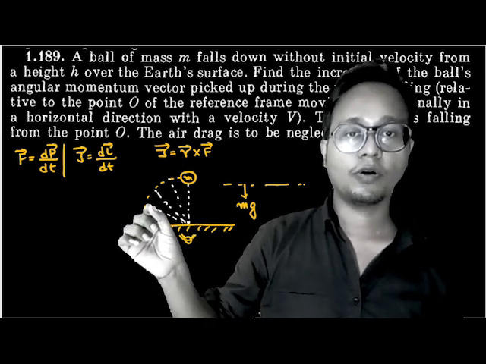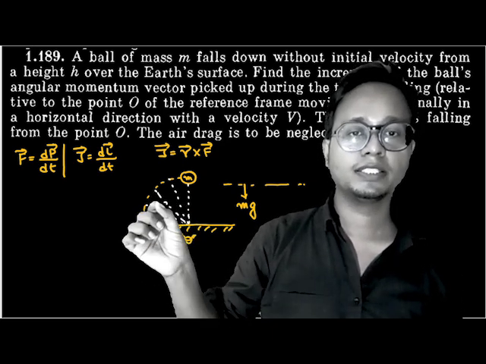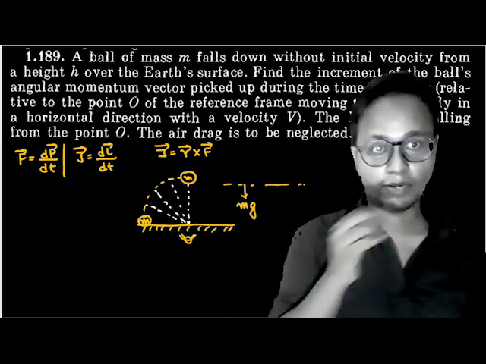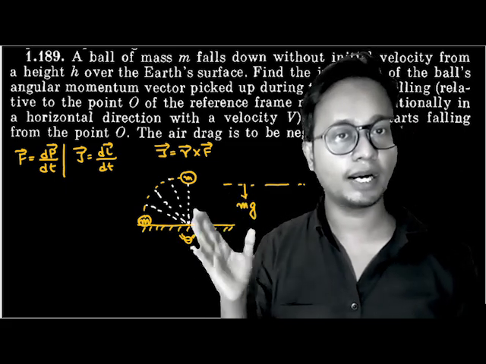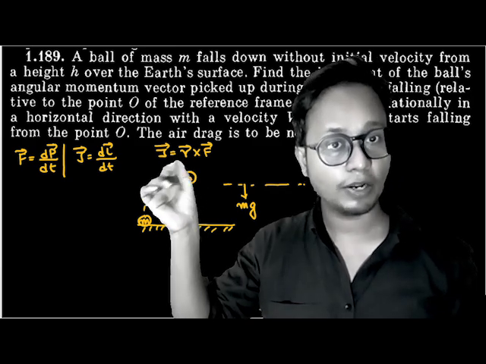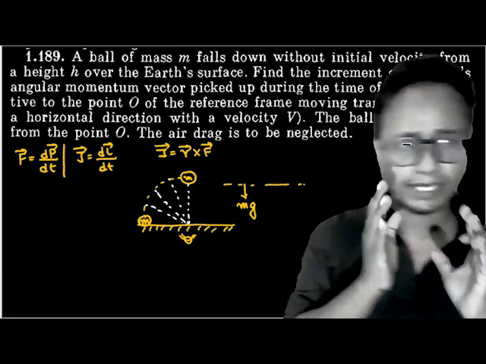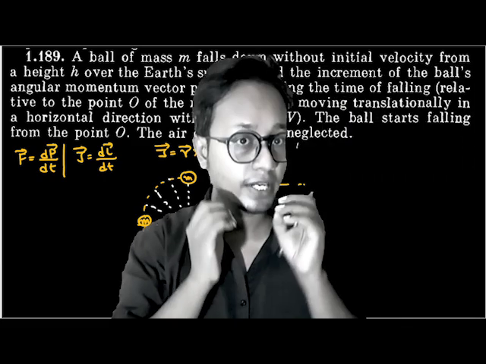After some time the component of r perpendicular to mg would be this much, and finally the component of r perpendicular to mg would be this much. So you see, the value of r, or component of value of r, keeps on changing. Therefore the value of torque also keeps on changing. That means somehow I get the intuition that we have to do some kind of integration.